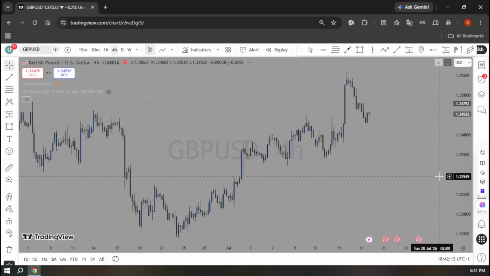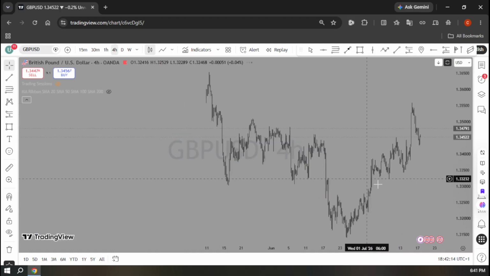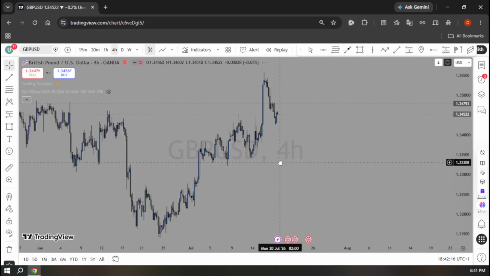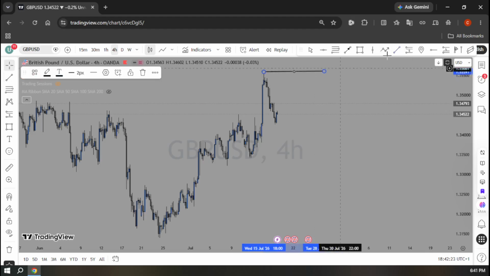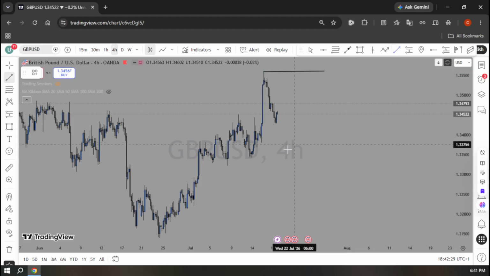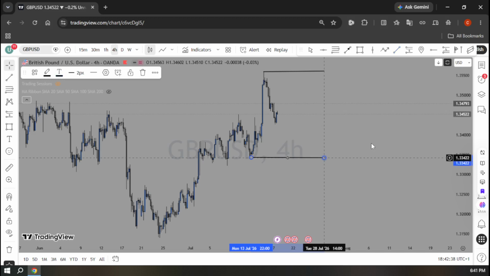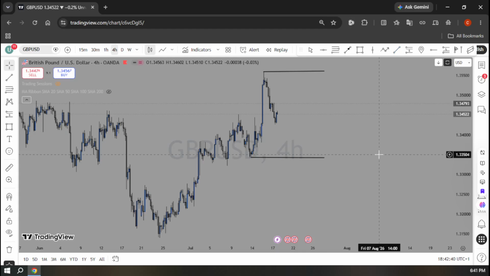But looking at the 4-hour time frame, the 4-hour time frame is rather clear. I have a dealing range on it, which would be this and this area. This is my clear dealing range on this market.